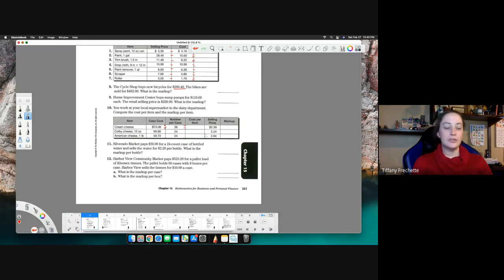Quite literally, again, we're just going to subtract these two amounts. I'm going to put the minus sign here. Keep in mind that these are actually backwards from the way they should be. We should do the selling price minus the cost so that we have a positive number here.